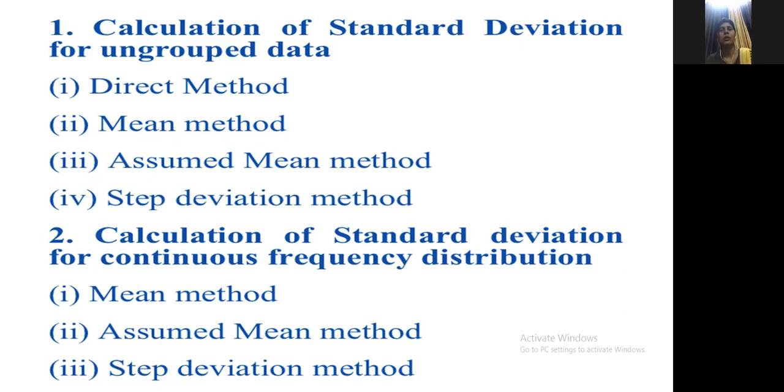In the same manner, when we have to find out the standard deviation of grouped data or continuous frequency distribution, then in that case, the methods are mean method, assumed mean method, and the last is step deviation method. So the two methods are almost similar, and the last one which is added is step deviation method. Let's understand these.